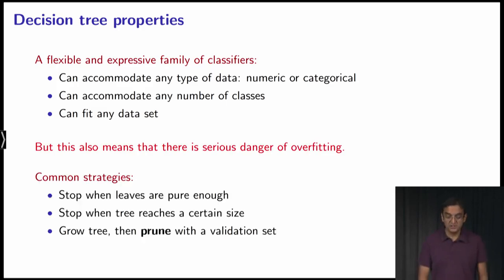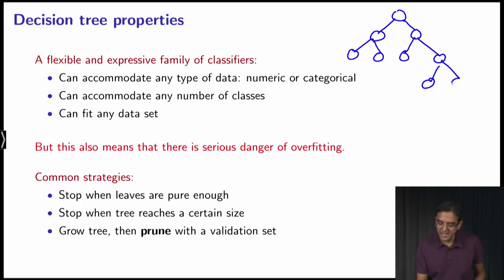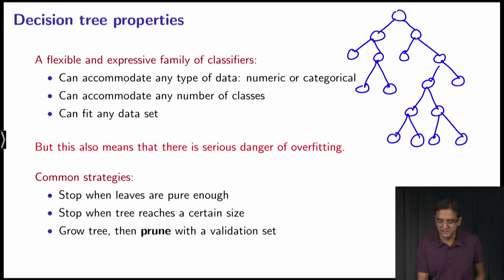So what are some strategies for dealing with this? Well, we can stop growing the tree early, for instance, when the leaves reach a desired level of purity, or when the tree reaches a certain maximum size. Or if we like, we could keep growing the tree all the way out and then prune it using a validation set. So what exactly does that mean? In this case, we keep growing the tree and we keep going and going until all the leaves are perfectly pure. And so we get a truly enormous tree. This could easily be hundreds of levels deep. So we get some huge decision tree.